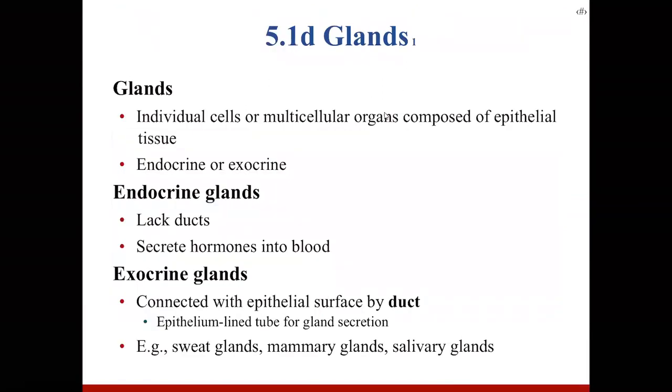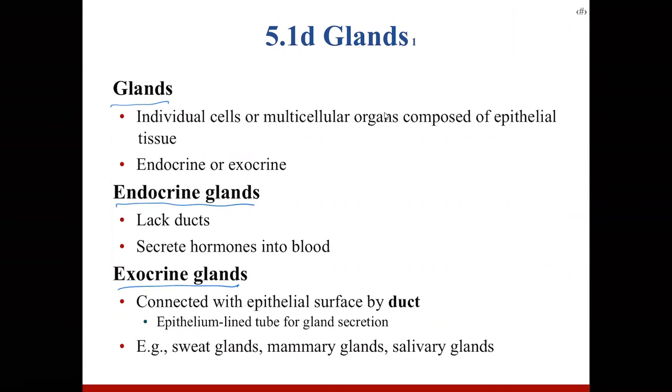Now glands. This is one thing that is different, right? We haven't talked about glands yet. So glands are broken down into two categories. They're either endocrine or they're exocrine. They're made up of epithelial tissue, both kinds.